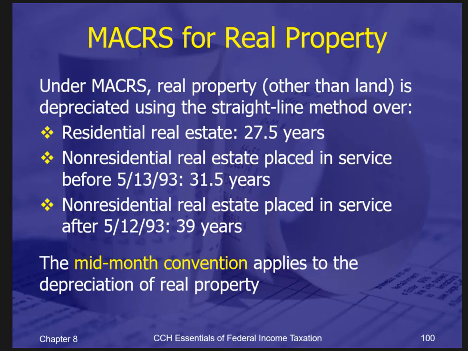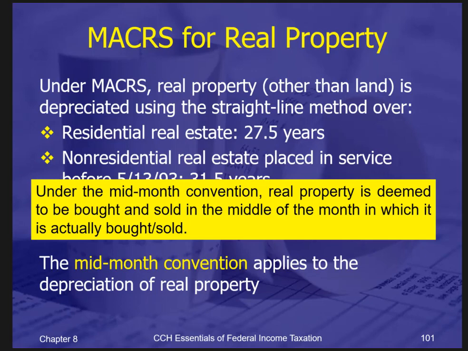Now, mid-month is the convention. Remember, we already talked about mid-year, or the half-year convention. We talked about the mid-quarter. All real estate uses the mid-month convention. That means it's deemed to be bought and sold in the middle of the month. So if it was bought on January 1st, we actually treat it as if it was bought on January 15th. So in the first year of depreciation, it is always a half a month. There is no such thing as a full month in depreciation calculations for real property in the first or last year.